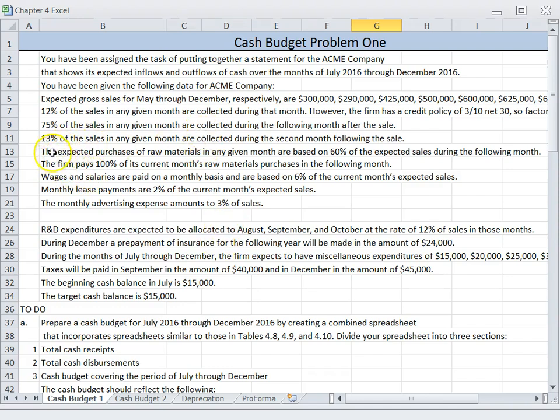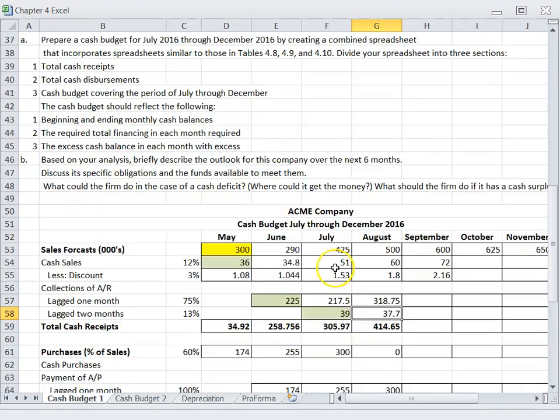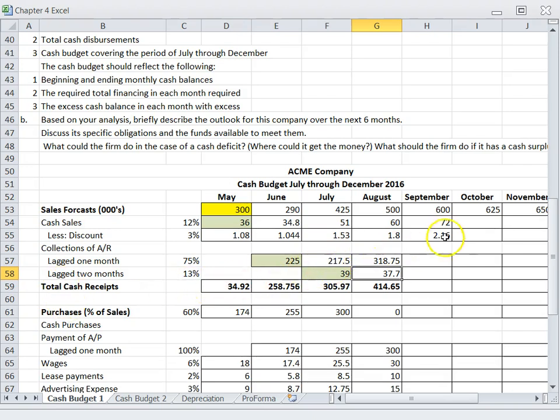Okay, so let's move on. The expected purchases of raw material. Okay, so let's just finish the cash budget here first, the cash receipts budget. So for September, my forecasts are 600, and 12% will be collected in September, a 3% discount. And now I have to do my cash collections. What's the rest of September cash collections going to be?